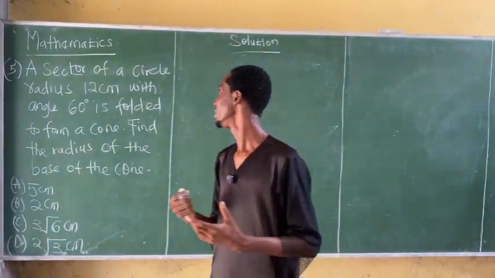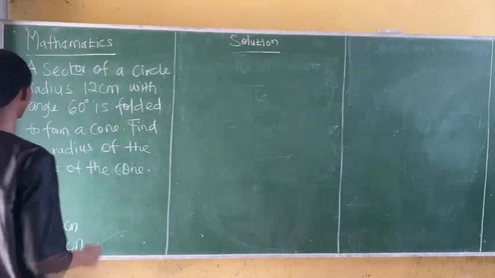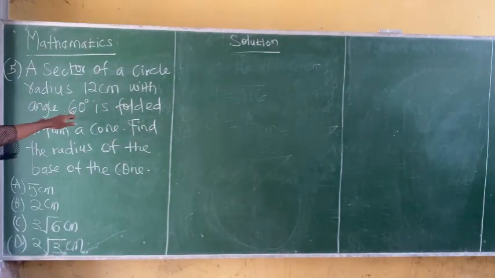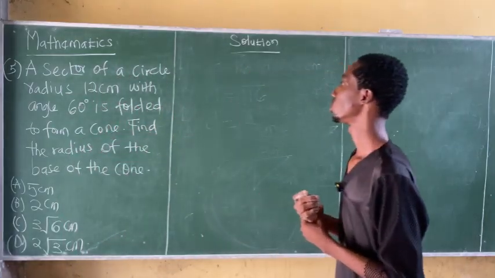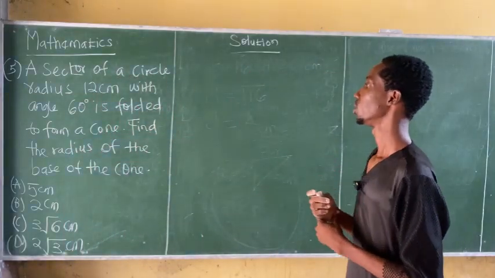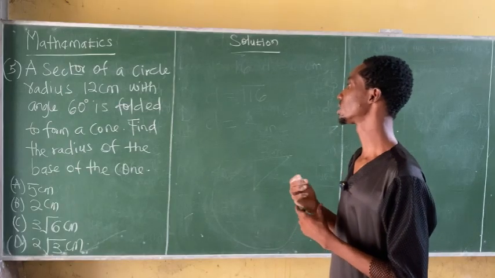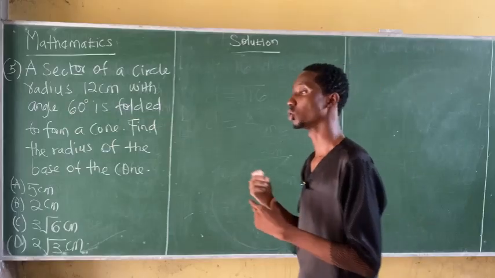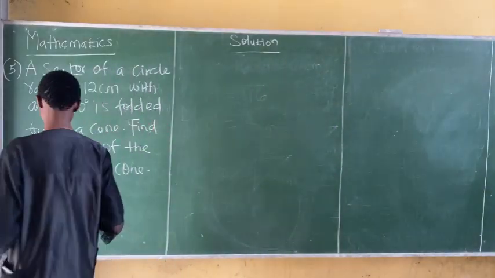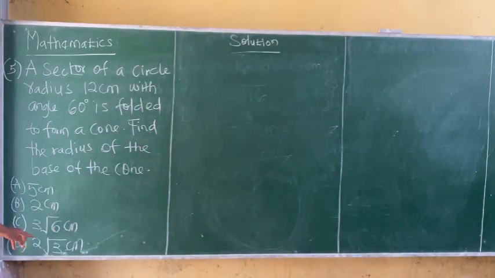Question 5 says, a sector of a circle with radius 12 cm with an angle of 60 degrees is folded to form a cone. Find the radius of the base of the cone. Option A, we have 5 cm. B, we have 2 cm. C, we have 3 root 6 cm. And D, we have 2 root 3 cm.